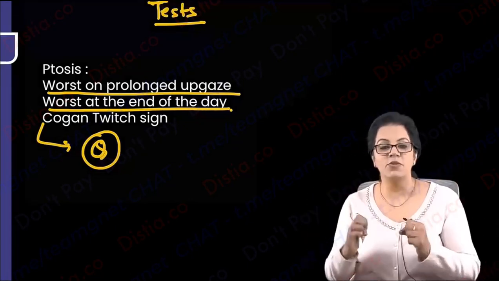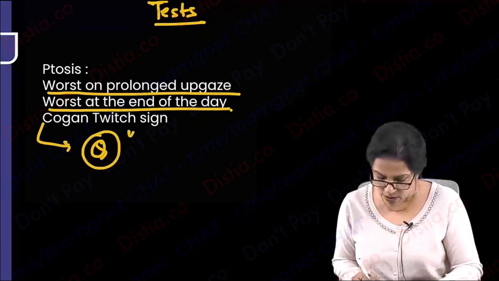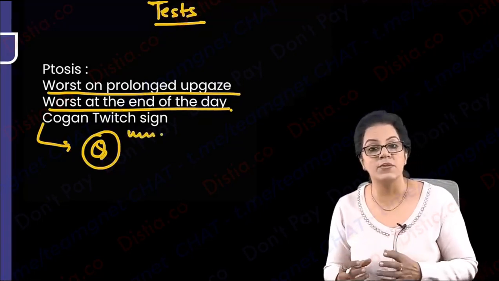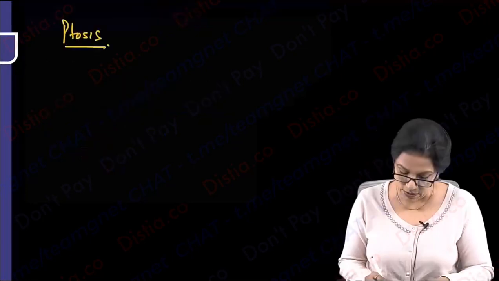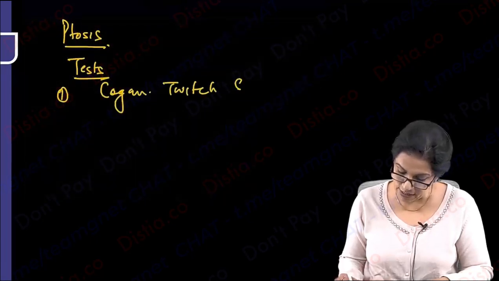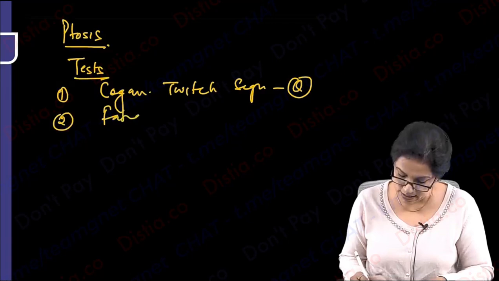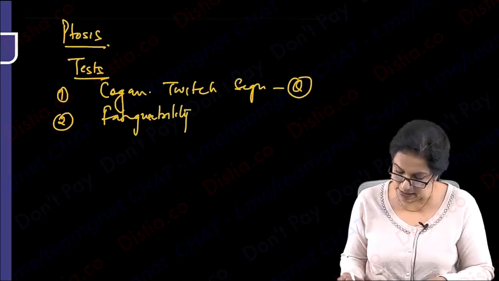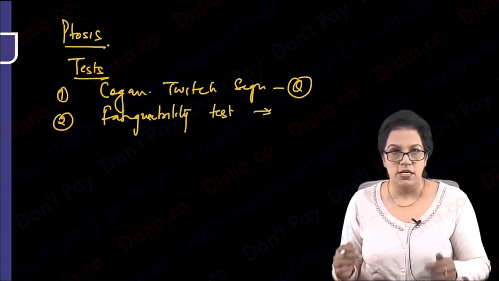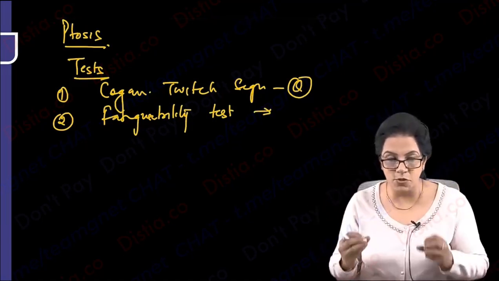So you relax the LPS too much, and later when it's working, there's twitching of the upper lid, and this is what is called Cogan twitch sign. It's a very definitive sign to diagnose myasthenia gravis. So when you talk about the tests, first was Cogan twitch sign, and we will put a Q here. And second you are going to learn here is the fatigability test. Fatigability test means that you ask the patient to keep looking up, up, up. Naturally the LPS is going to get fatigued and you will see the drooping.